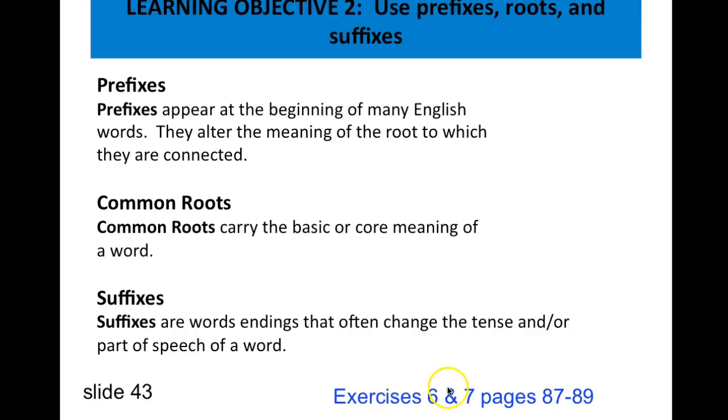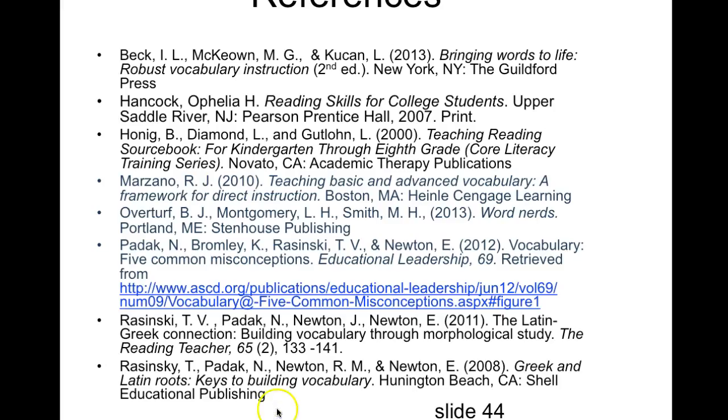At this point, you're ready to move on to exercises 6 and 7, located on pages 87 and 89 in your textbook. And if you want any more information, I've included a pretty extensive list of references on the topic of linguistics and studying word parts. That concludes this portion of the message.